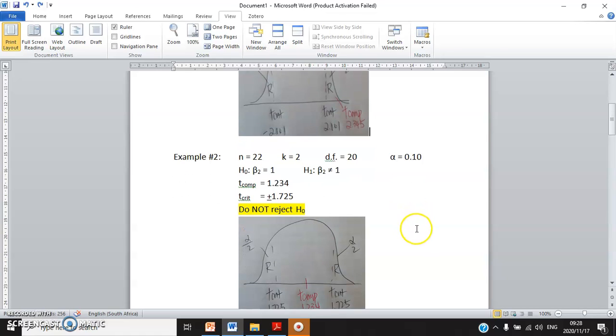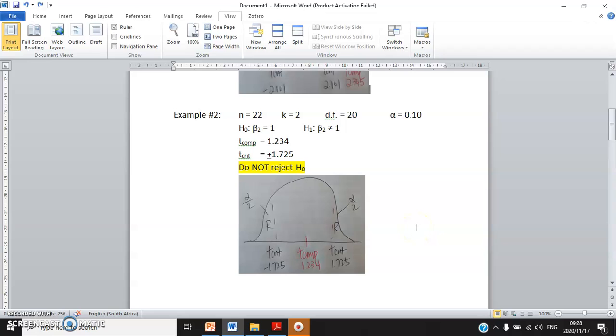Second question. Another question on two-sided hypothesis testing. I changed the sample size to 22, K is 2, so degrees of freedom is 20. Alpha, I changed it to 10%, so two-sided test. Null hypothesis: do you think the true slope parameter is equal to 1? Alternative hypothesis: do you think the true slope parameter is not equal to 1?